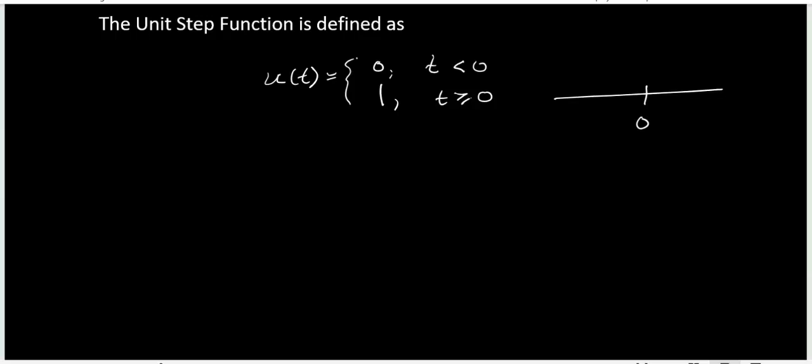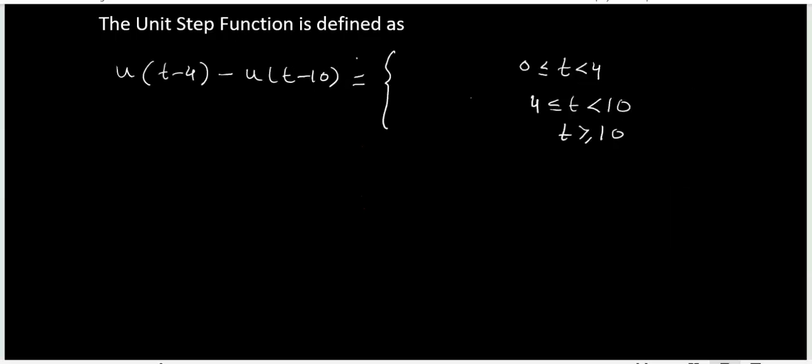So the unit step function can be written as u_0(t), or also can be written as u(t minus 0), or you can simply call it u(t). So the left side of this is 0 and the right side of this is 1.